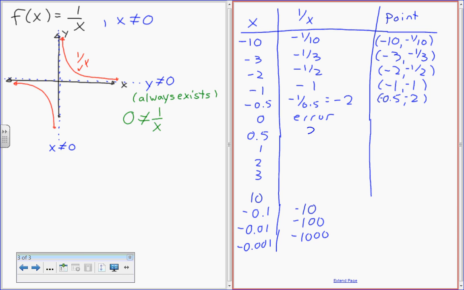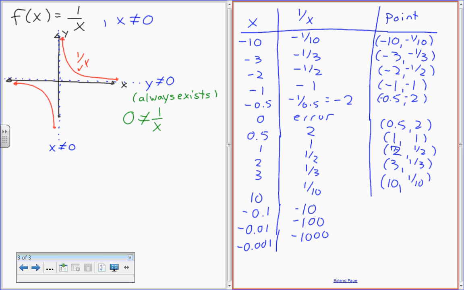0.5 is going to go to 2, 1 goes to 1, 2 goes to 1/2, 3 goes to 1/3, and 10 goes to 1/10. So they did the same thing. As you get closer to 0, it's going to get closer towards infinity. As you get further away from 0, it's going to get closer to 0.